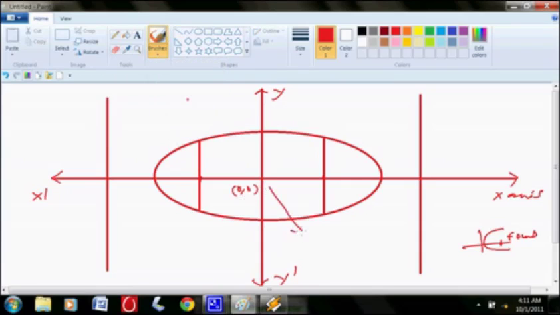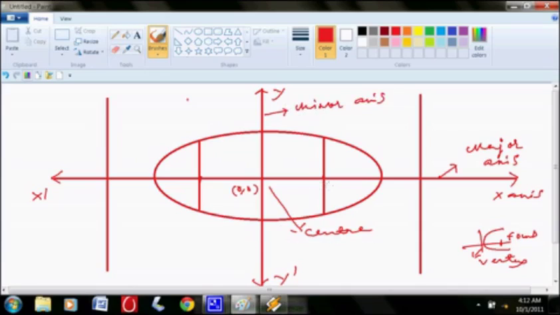Now this is called center of the ellipse. This origin was called vertex in case of parabola. This is called major axis. You can see this length is more, so this is a bigger axis. Major is bigger. This is relatively small, so this is called minor axis.